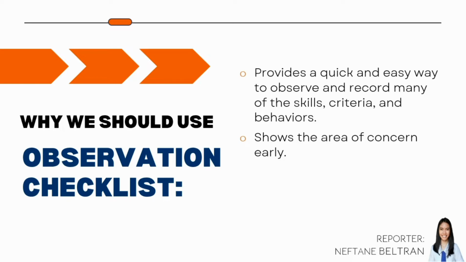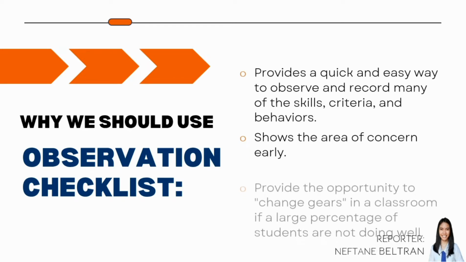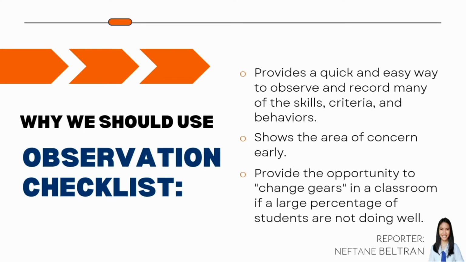So with the use of observation checklist, the teacher can monitor the skills or the level of cognitive knowledge of every student. And the last reason why we should use observation checklist is that it provides the opportunity to change gears in a classroom if a large percentage of students are not doing well. So with the use of observation checklist, a teacher can identify if there are some students who needs improvement or there are some students who are excellent in the class. So that's all about the checklist and the observation checklist.